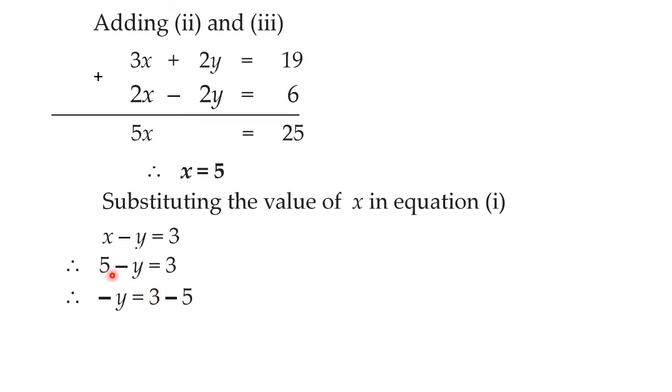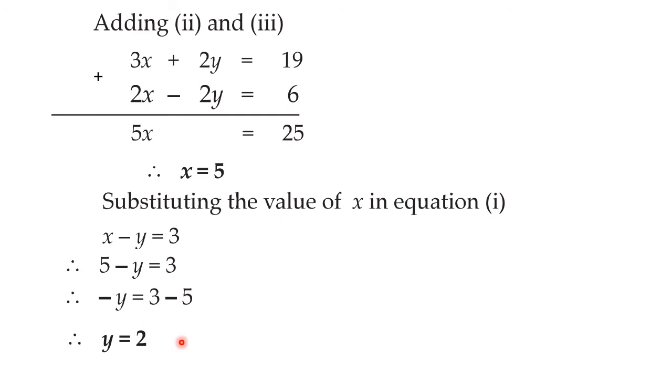Or if you want, you can shift 5 also to this side. So here you are getting minus 2 is equal to minus y, and from that y is equal to 2. So either you can solve it this way, or as I have said, to avoid mistakes, you can shift this minus y on the right hand side and 3 on the left hand side. So you will get y is equal to 2. Now we got the values, x is equal to 5 and y is equal to 2.